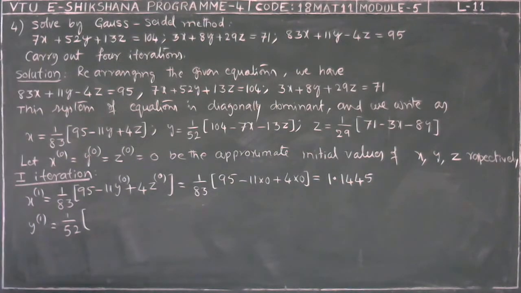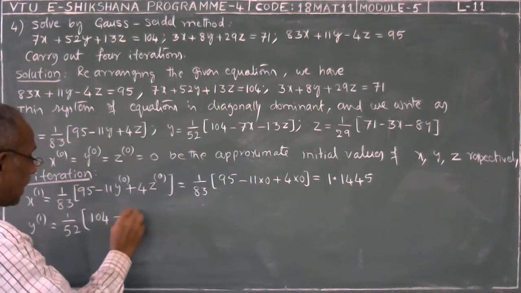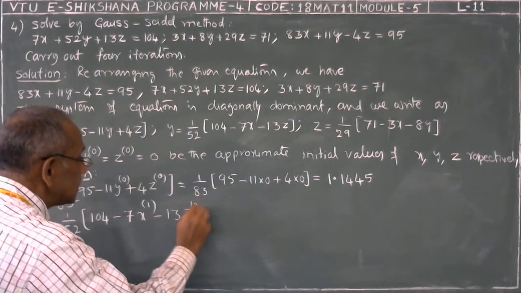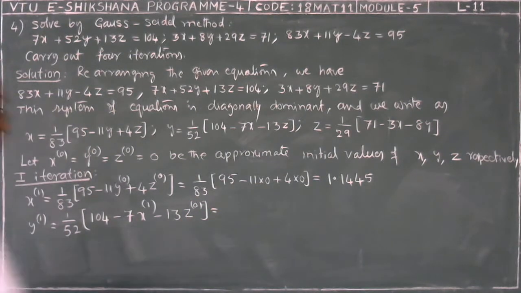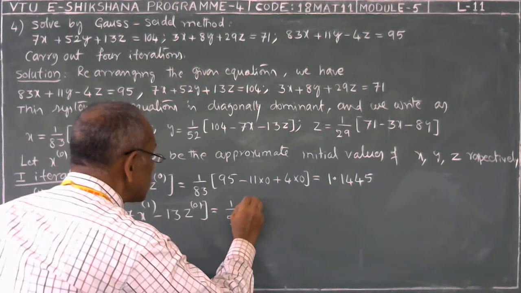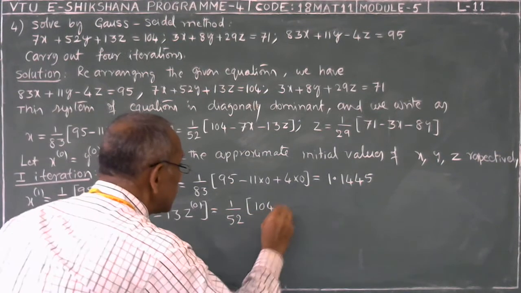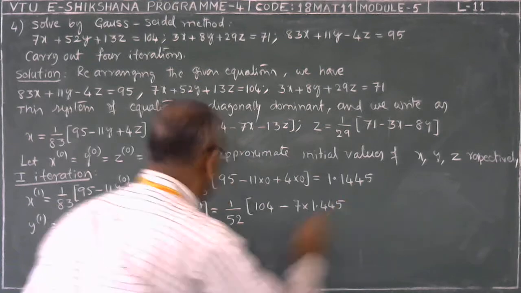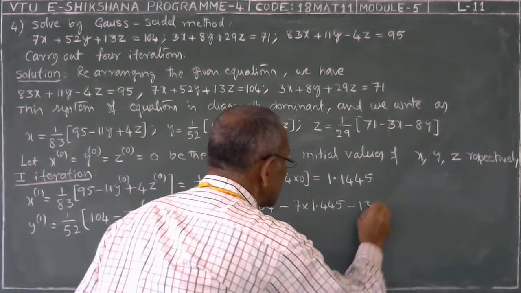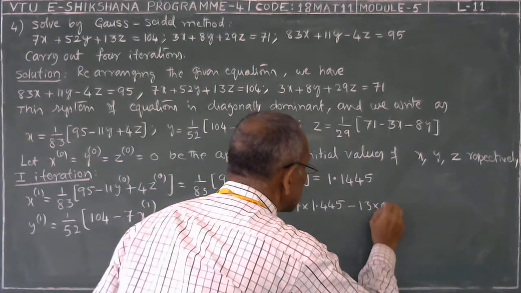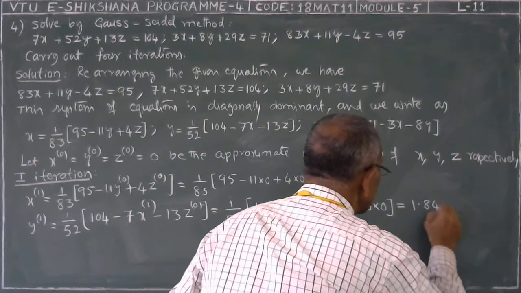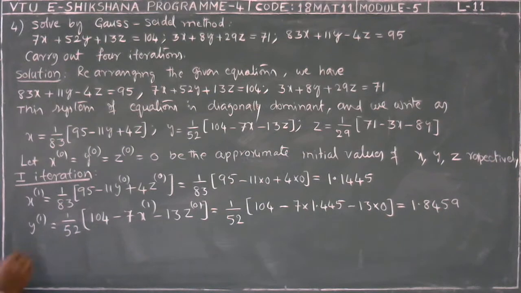First approximation to y: 1 divided by 52 into 104 minus 7 into x1 minus 13 into z0. So this is going to be 1 by 52 times 104 minus 7 into 1.1445 minus 13 into 0. So if you carefully compute, you get y1 is 1.8459.